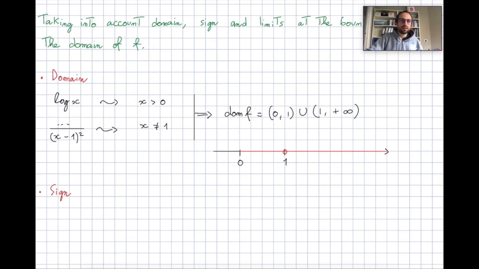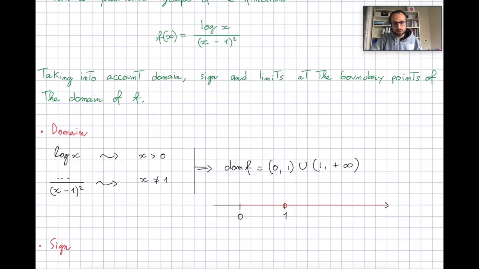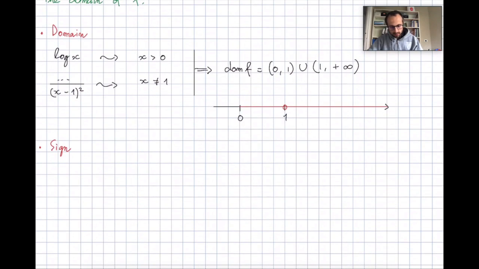We want to understand where this function is 0, where it is positive, and where it is negative. So let's start by writing the expression of this function again: log x over (x minus 1) squared. If we look for the x's for which this is positive, you just notice that the denominator, being a square, is always positive. So this is positive if and only if the numerator of this fraction is positive. And then you just solve this inequality.